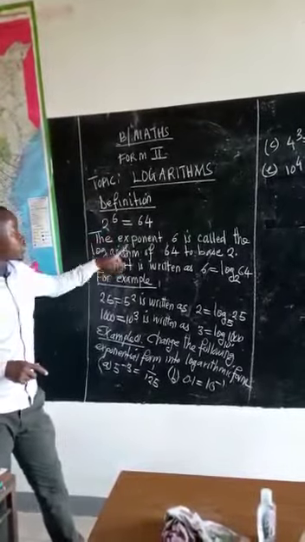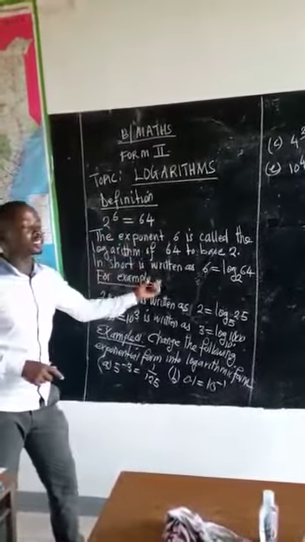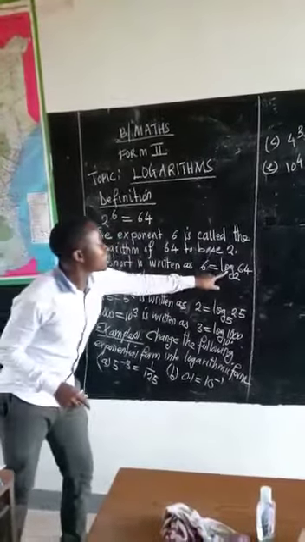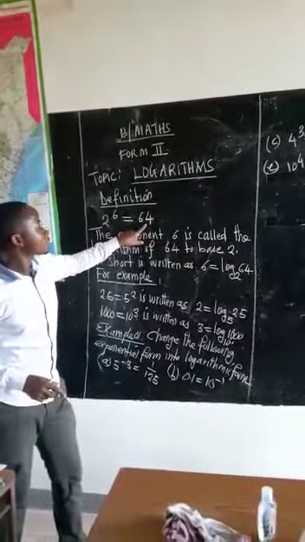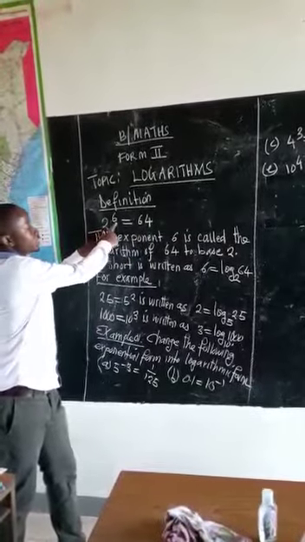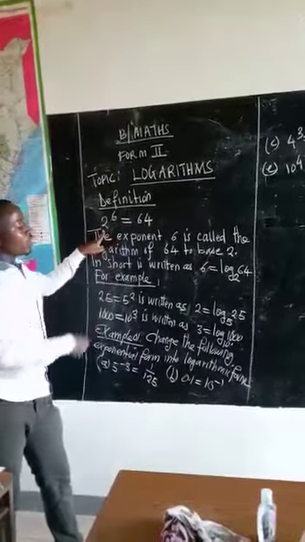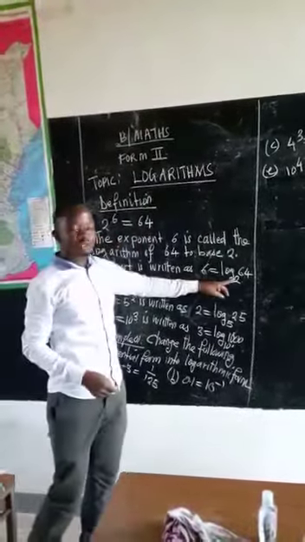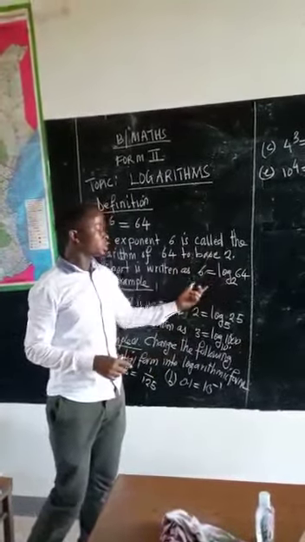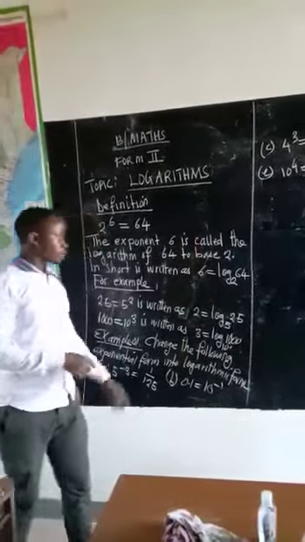That's what I've written here. The exponent 6 is called the logarithm of 64 to base 2. In short, it is written as 6 is equal to the log of 64 base 2. When we write log, it means logarithm. We never write logarithm in full. We write log, the abbreviation of logarithm. So when you write log, this means logarithm.